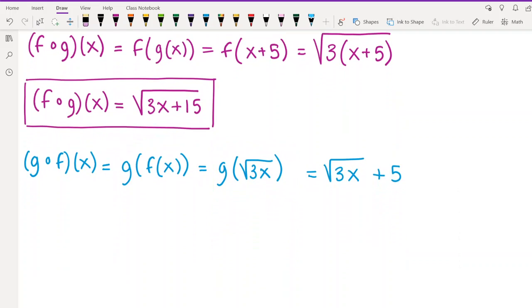And so altogether, this is going to tell us that g of f of x is equal to the square root of 3x plus 5.